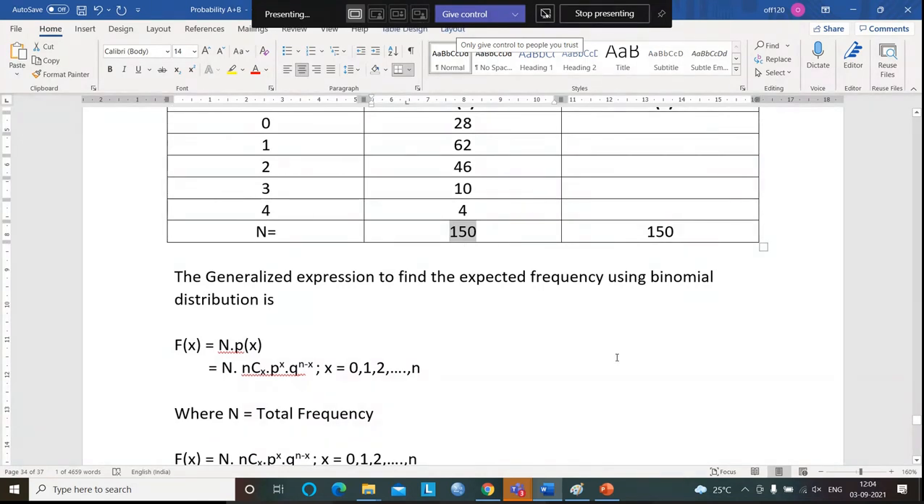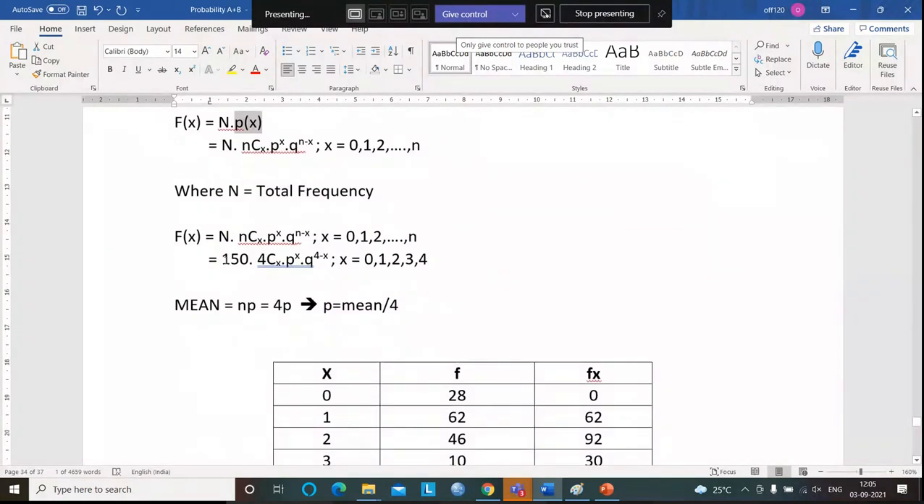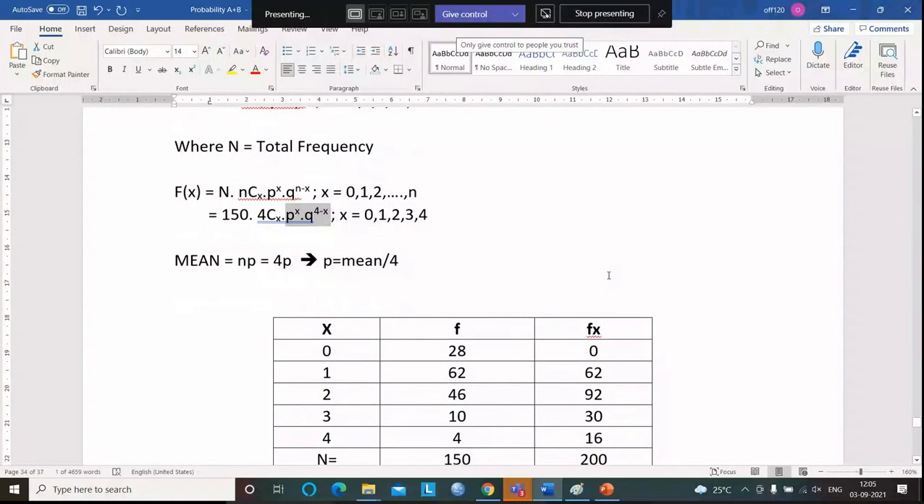We are trying to find out whether this 150 is correct or not, so that is why we are using that 150 in our formula, n into P of X, since they are asking us to verify it with binomial distribution. From the given table, I came to know that the total frequency is 150 and the number of trials is 4. Next I need to find the values of P and Q so that I can substitute X equal to 0, 1, 2, 3, 4. From the given distribution, I had an idea that I can find the value of P by using the mean, because the only way to find P is to get the mean value.